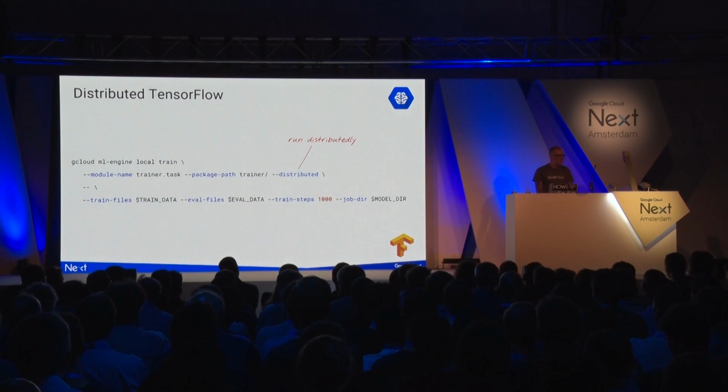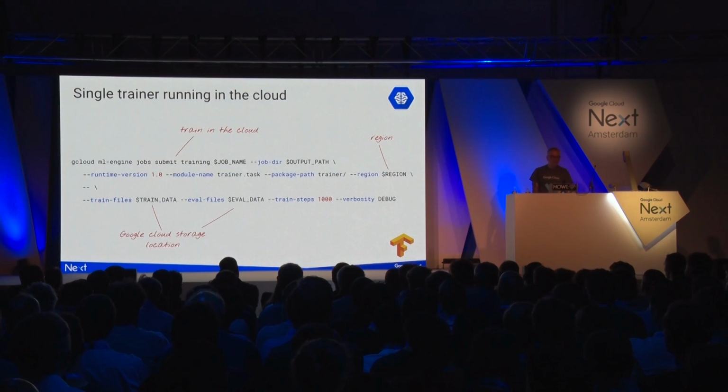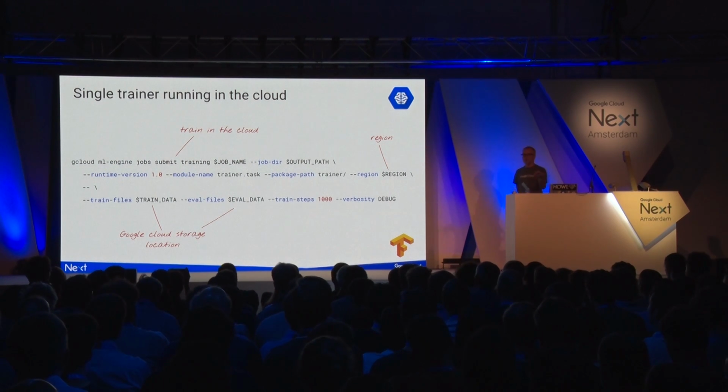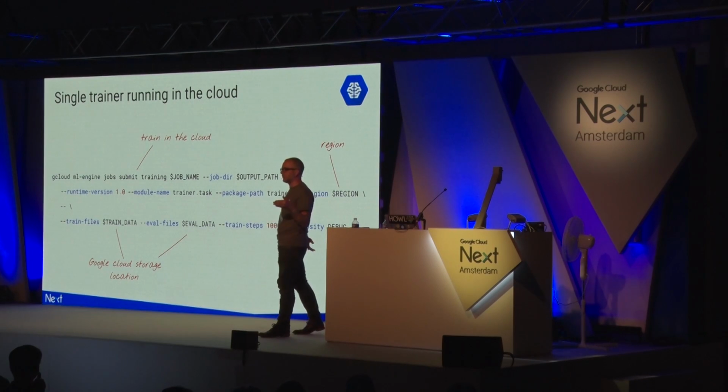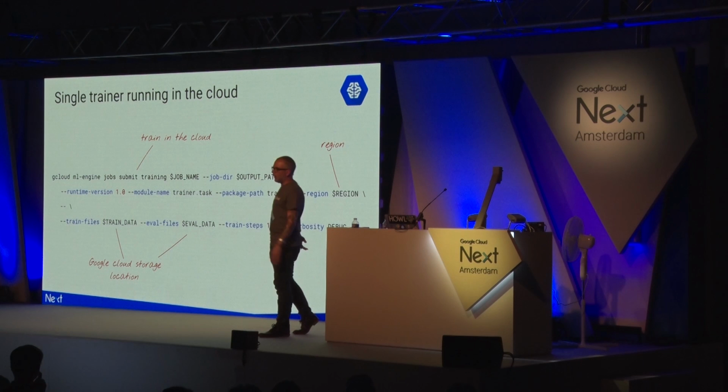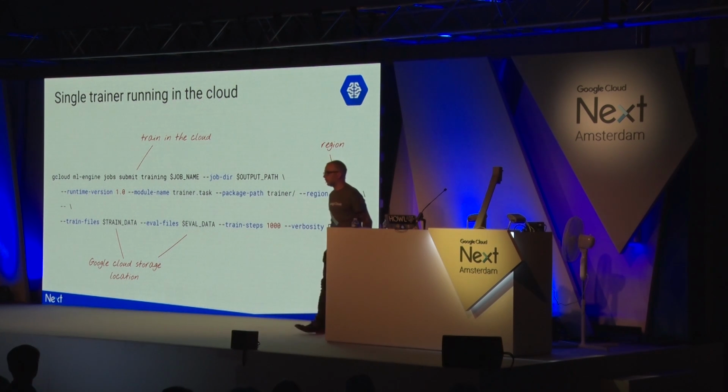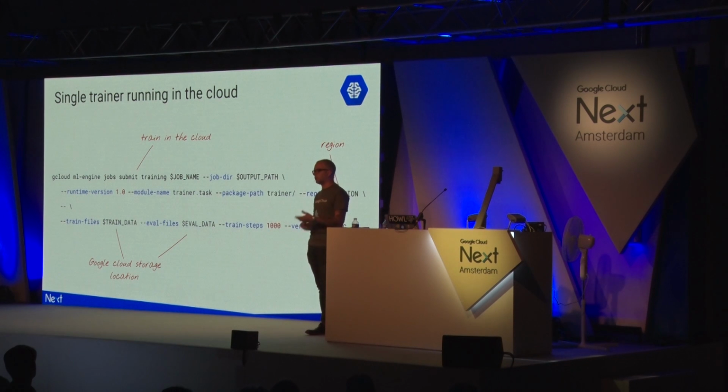So how are we going to run this in the cloud? Well, let's look at a single trainer in the cloud. So basically what I'm doing here, the part I said before, local, that's changed. So now I've got jobs submit. And this is basically telling it, run it in the cloud. Another parameter that I've got here is region. So in which region do I want to run this? You know, do I want to run it in the US? Do I want to run it in Europe? So you can decide with that service where you're going to run it.